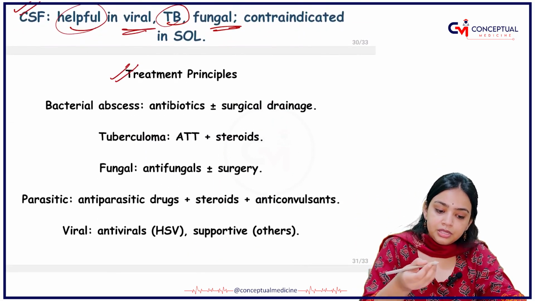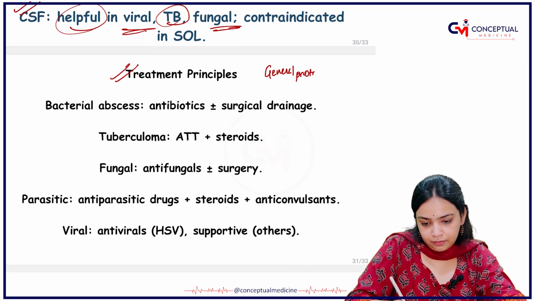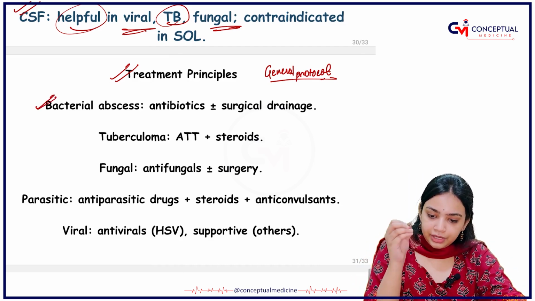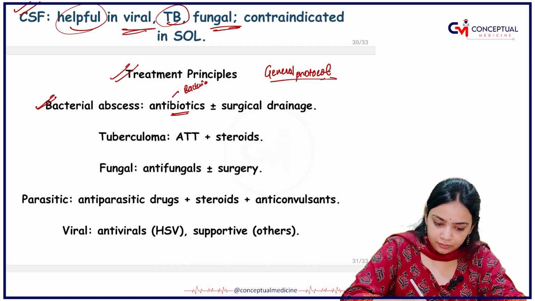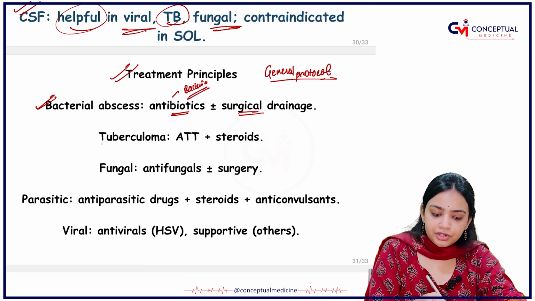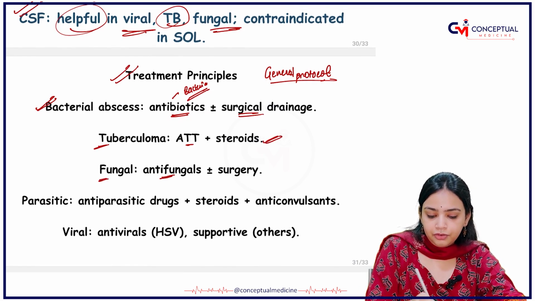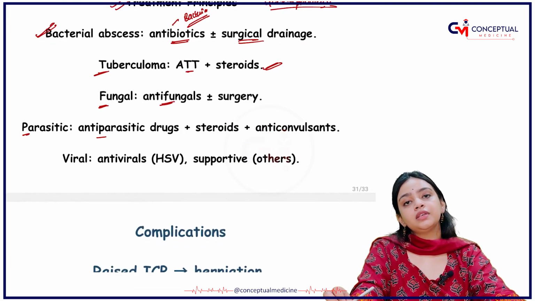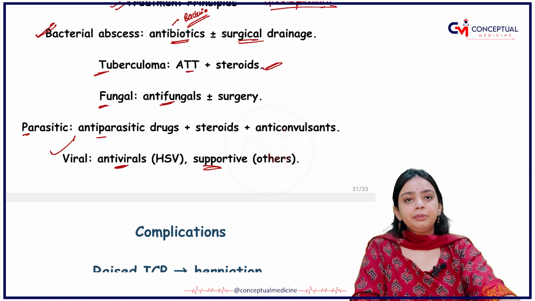What are the treatment principles? This is basically the journal protocol that you have to follow for each and every step. If there is a bacterial abscess, you will give antibiotics and surgical drainage if required. For tuberculoma, you will give ATT plus steroids. For fungal, you will give antifungals, and for parasitic, you will give antiparasitic drugs, steroids and anticonvulsants. For viral, you will give antiviral and supportive treatment if there is any.